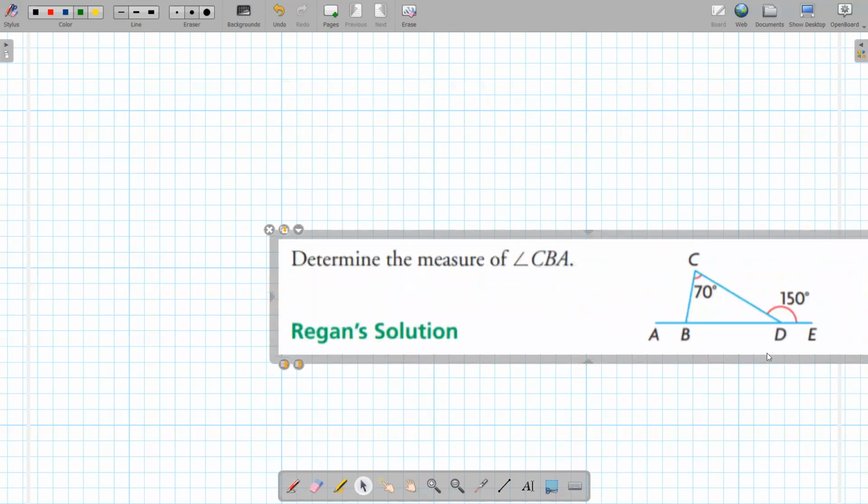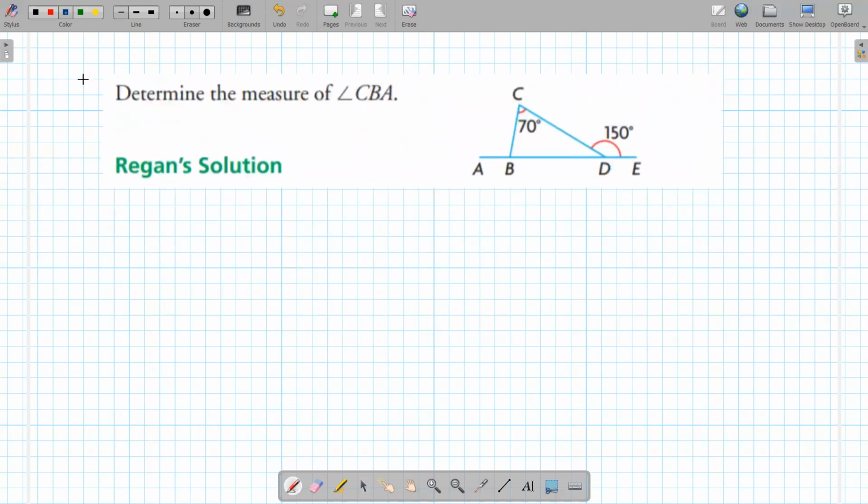Now in this question, we have a triangle, which is a three-sided polygon. What is going on here? Calculate the angle CBA. CBA means you start from C, look down at B and go towards A. So we're looking at this right here. Any ideas on how to do this? I'll give you a hint. First, find this. What does an angle in a straight line add up to?